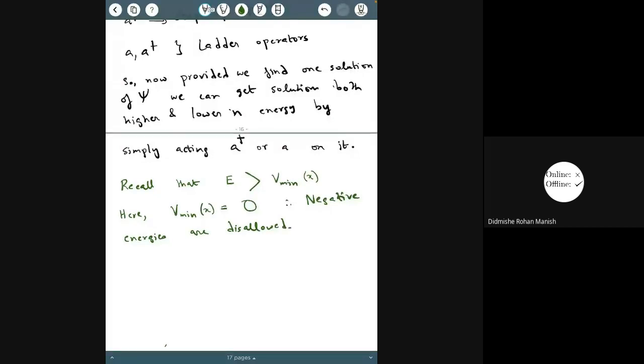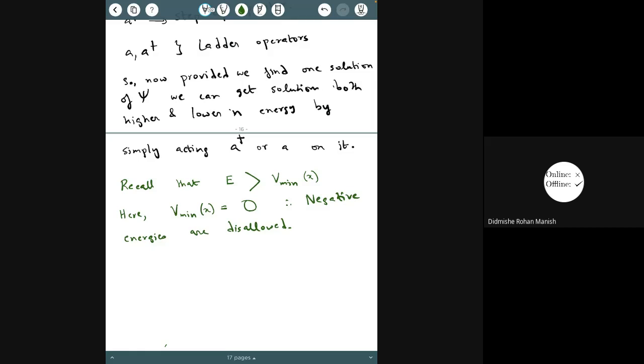So we know the ground state. Suppose we find the solution psi, and then we act with A, which lowers the energy on this psi, so that we approach the ground state. We know which one will be the ground state. It will be the lowest positive energy.